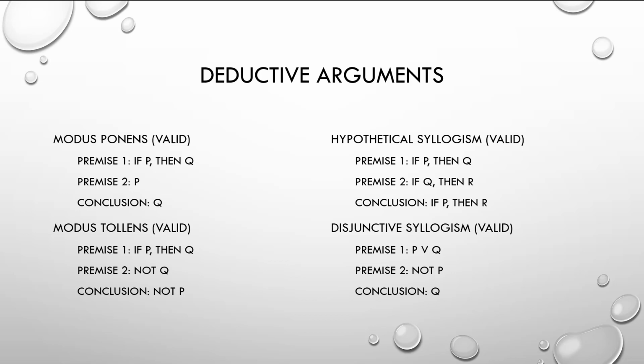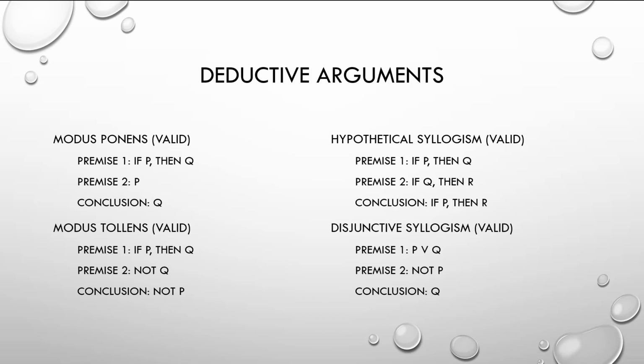So, for example, premise 1, if reality is just a dream, it should seem fairly incoherent. Premise 2, reality does not seem fairly incoherent. Conclusion, reality is not just a dream.